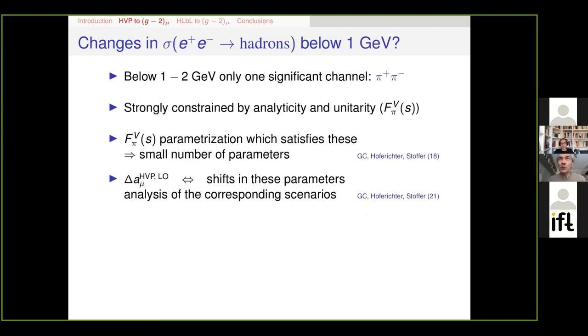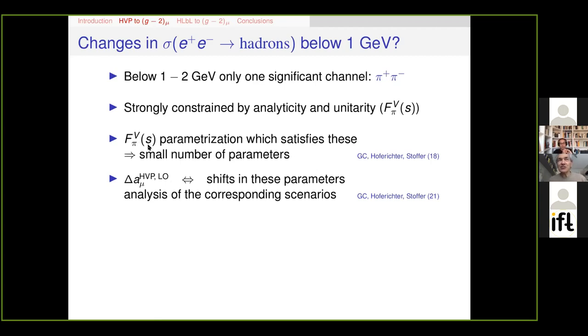Now, I told you before that below 1 GeV, in particular, there's essentially one channel, which is pi plus pi minus, that this can be described by one function, the vector form factor of the pion, which has to respect analyticity and unitarity. And in fact, there are explicit parametrizations which implement these properties automatically.